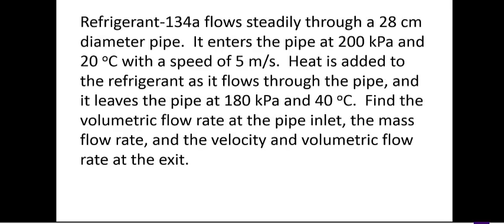Refrigerant 134A flows steadily through a 28 centimeter diameter pipe. It enters the pipe at 200 kilopascal and 20 degrees C with a speed of 5 meters per second. Heat is added to the refrigerant as it flows through the pipe, and it leaves the pipe at 180 kilopascal and 40 degrees Celsius. Find the volumetric flow rate at the pipe inlet, the mass flow rate, and the velocity and volumetric flow rate at the exit.